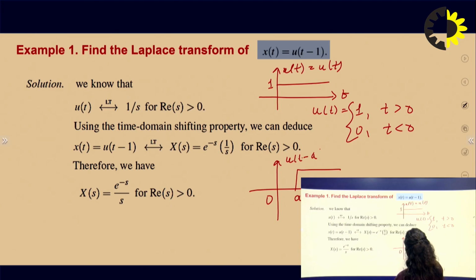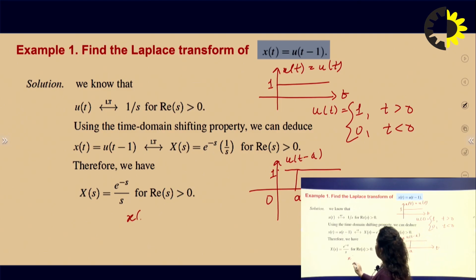When we draw u(t minus a), it starts from a, and the amplitude is always 1. So here we have u(t minus 1). We use properties here, not solving with the basic formula. We are solving with the help of properties which we mentioned in the last lecture, and in this lecture itself also.